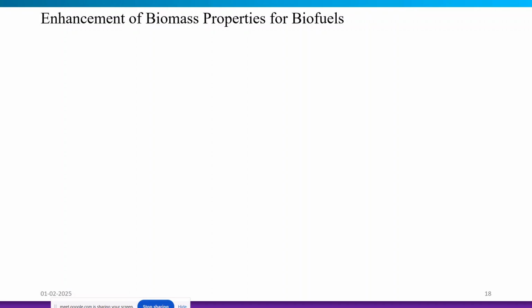So now we will be discussing the enhancement, like how we can. We have already discussed the shortcomings of biomass as an energy source. So how can we deal with that? How can we enhance the properties of the biomass so that we can produce high quality biofuels? We need to do a lot of treatment of biomass to meet the quality criteria of biofuel, right?